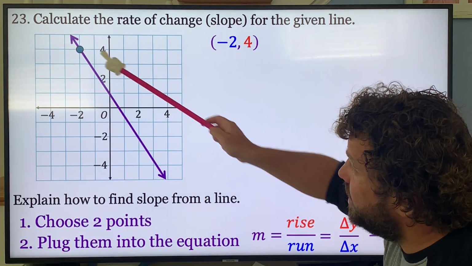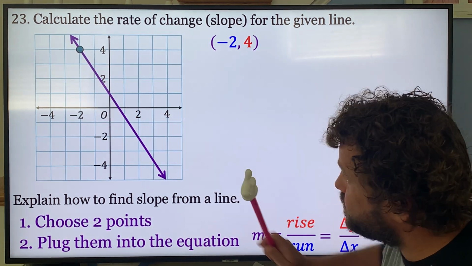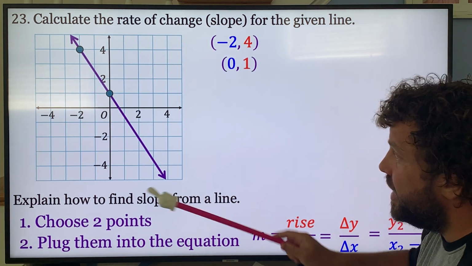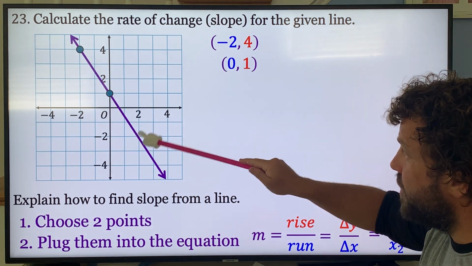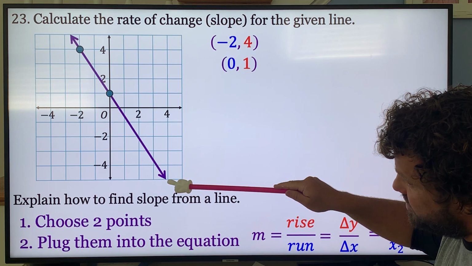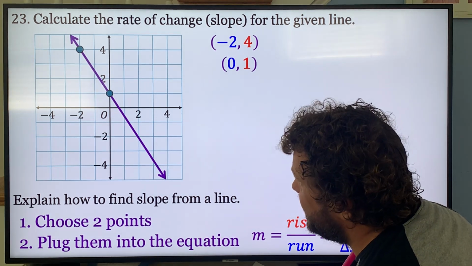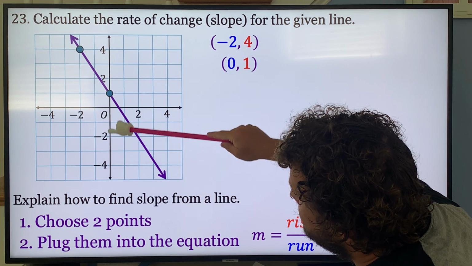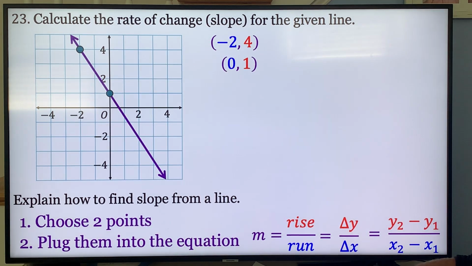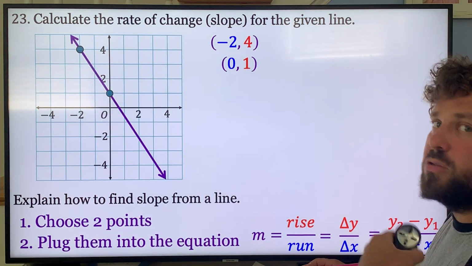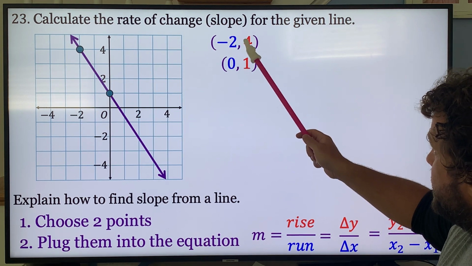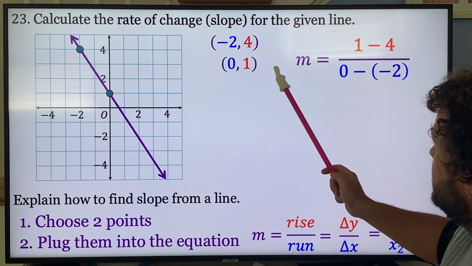I'm going to pick a point here, -2 over, 4 up. And I'm going to pick this point right here, 0 over, 1 up. The key here is you want to pick points that cross whole numbers. So these are both the same. Now I'm going to say these are my x1, y1, x2, y2.